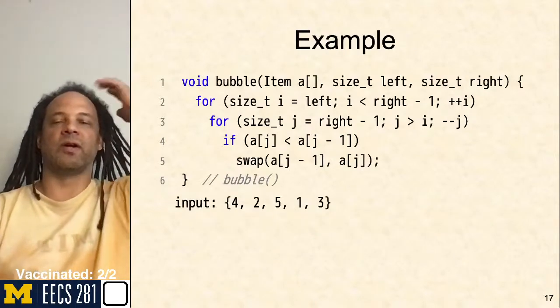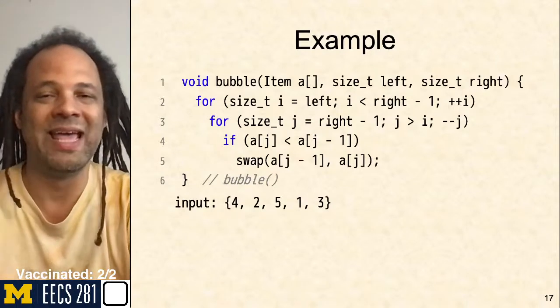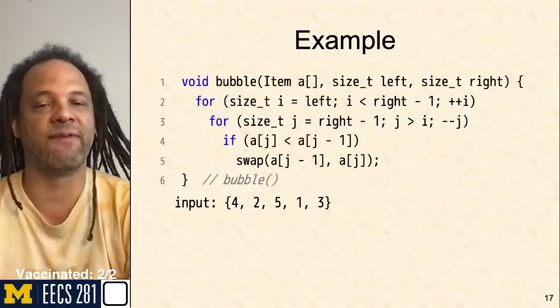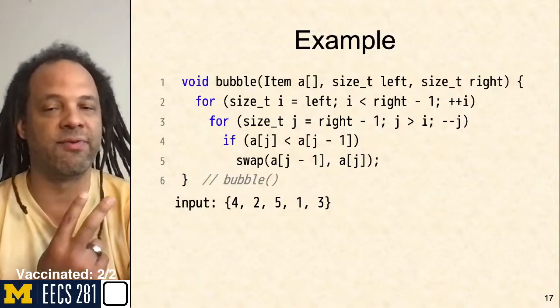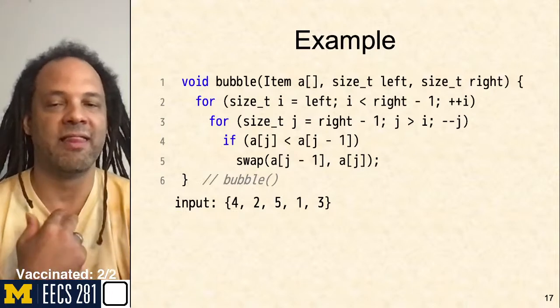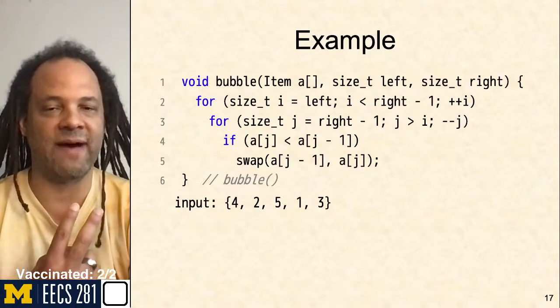Our example here starts with that same data we've already looked at: 4, 2, 5, 1, and 3. Since we're going to start from the right side, we're going to look at that pair on the far side. I've got 1 and 3. Are they in the right order? Yes, they are. 1 comes before 3. That's great. As I move in, the next pair that I look at is 5 and 1.